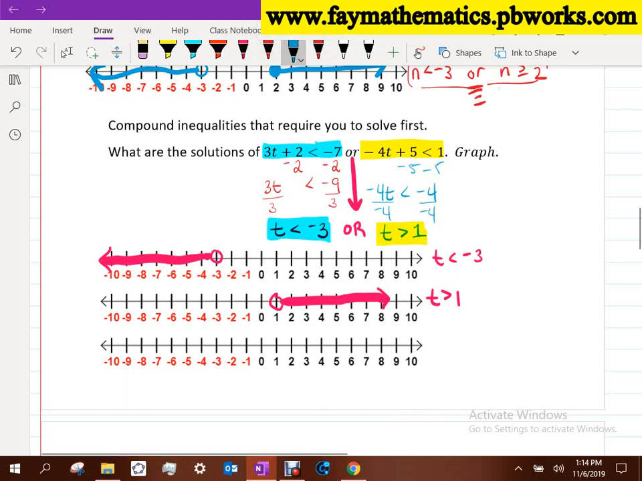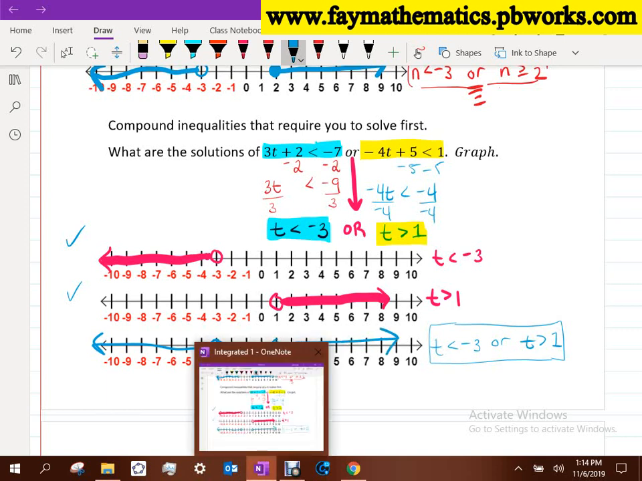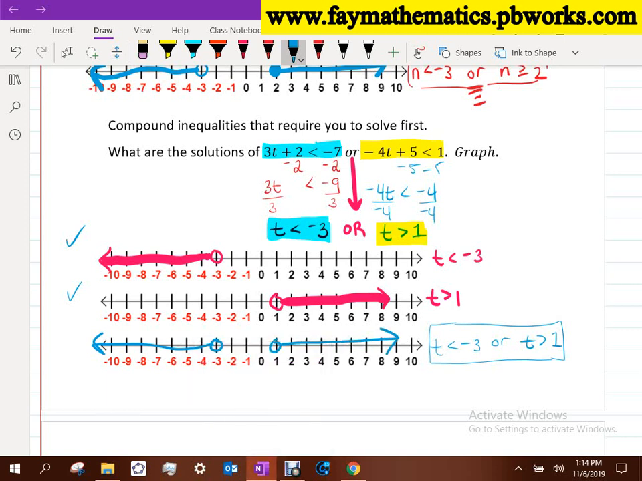And then when we want to write our final answer, t is less than negative 3, or t is greater than 1. We're going to put all this together. We put all of that one to be that, and all of that one, which would be that. Okay.